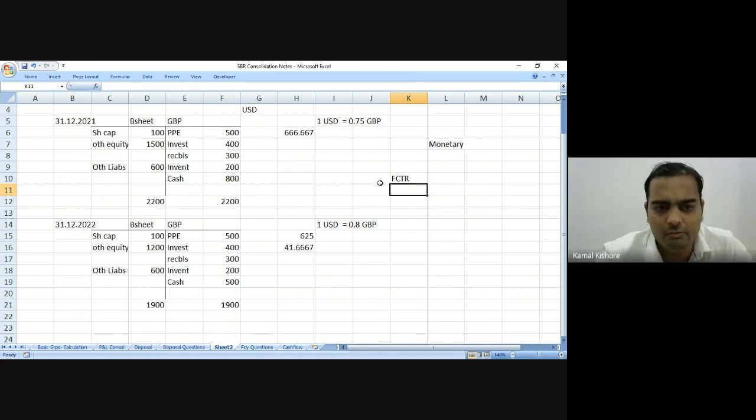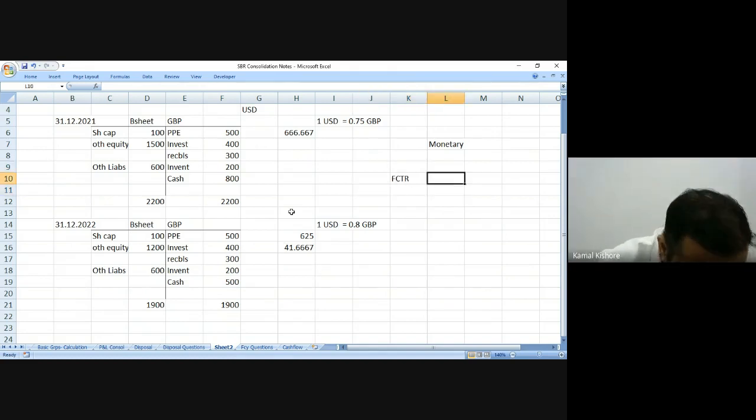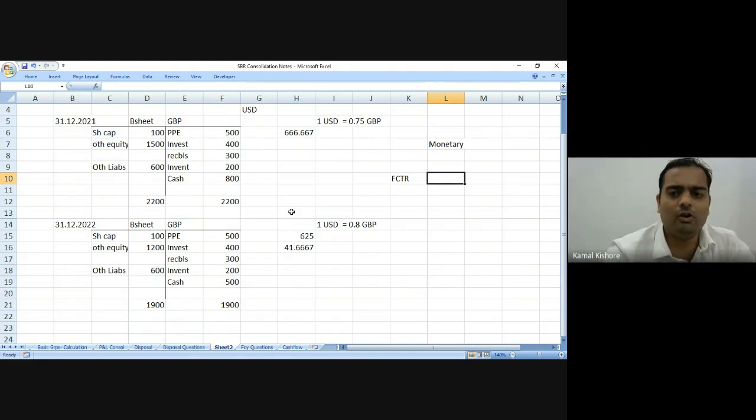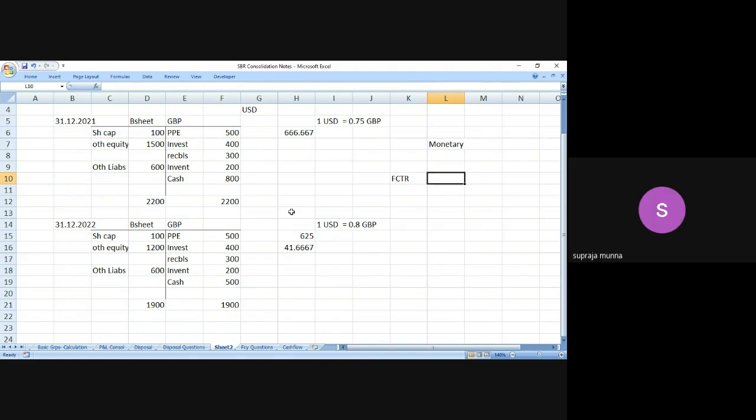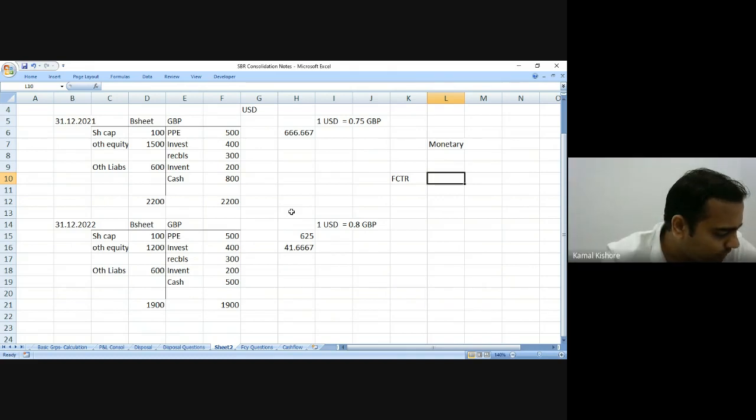The balance sheet will not match, right? So that difference will be shown as FCTR, foreign currency translation reserve. Whether gain or loss, you will put it under other comprehensive income, OCI, other components of equity.